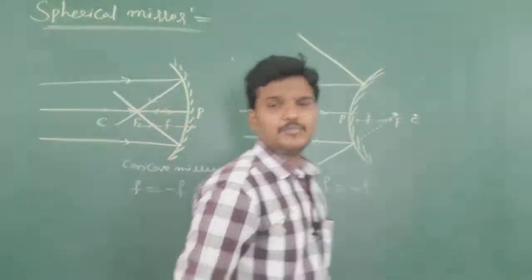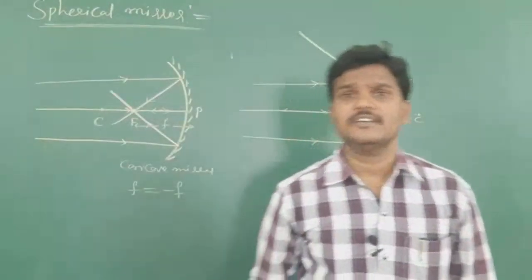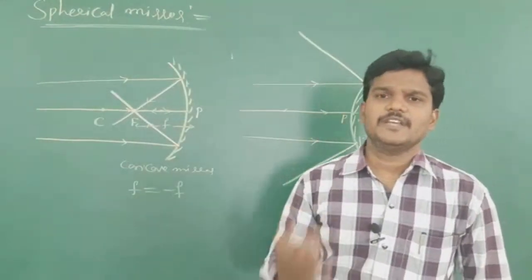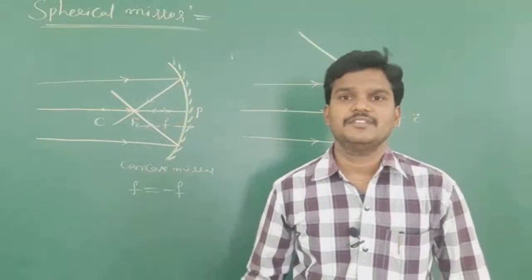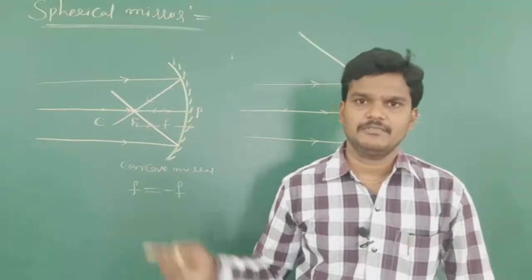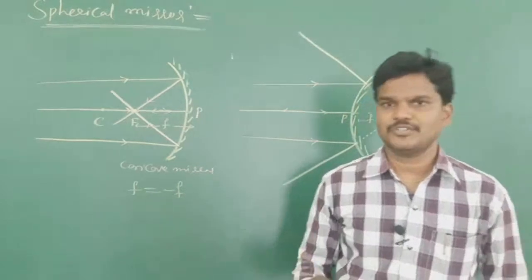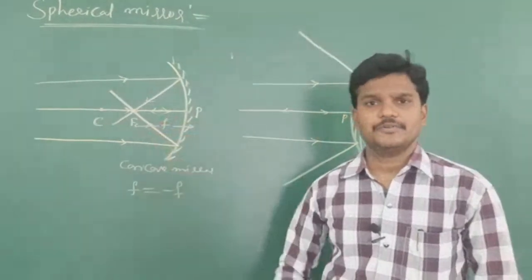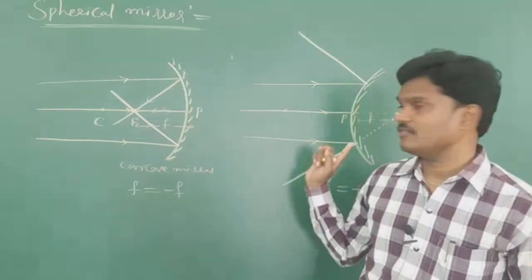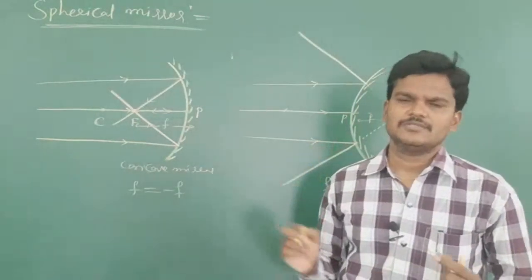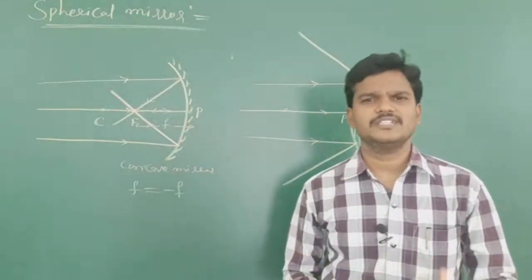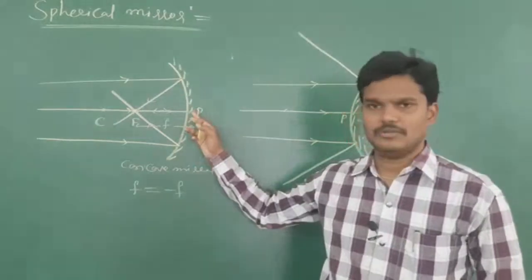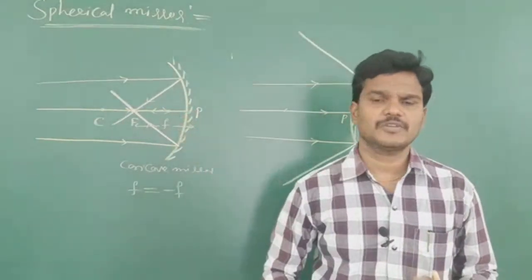While solving problems also, we will follow some sign conventions. If they give a concave mirror, we take the focal length as negative. For a convex mirror, positive. Radius of curvature for concave, we are going to take negative. For convex, positive. Generally all the distances are measured from the pole. See some sign convention notations.